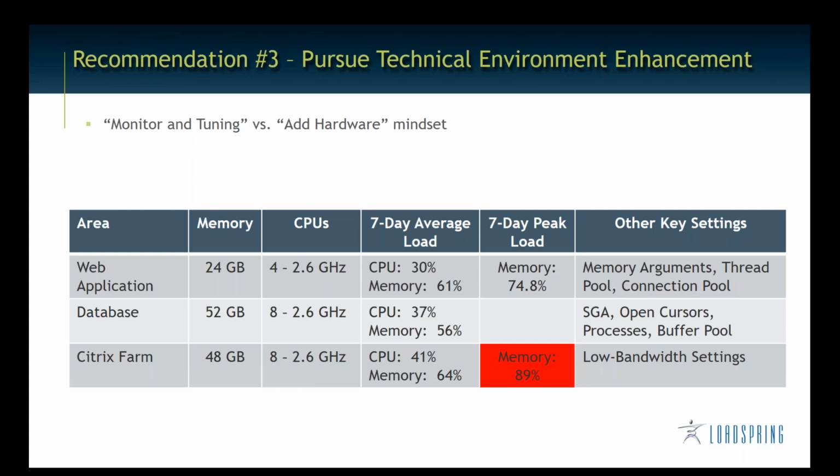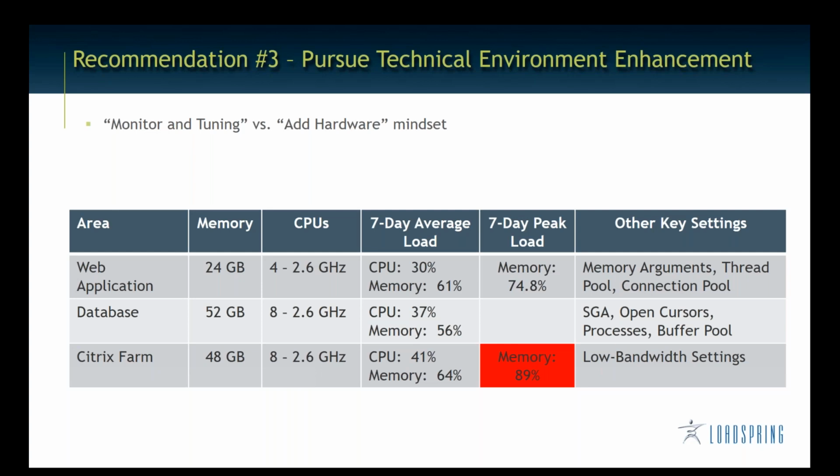So with the third recommendation, this is what I call the mutual conspiracy: pursue technical environment enhancement. The reason I call this a mutual conspiracy is that our organization is full of project management experienced people, but also technology experienced people, IT, and this is very tangible. We know how big the servers are, how much memory is on them, how many CPUs are on them, what is the 7-day average load for those servers, what's the peak load, and do we see anything starting to tap out?